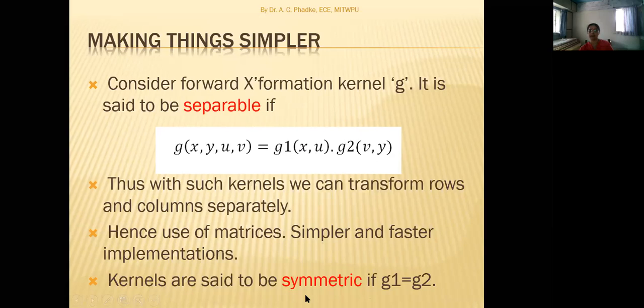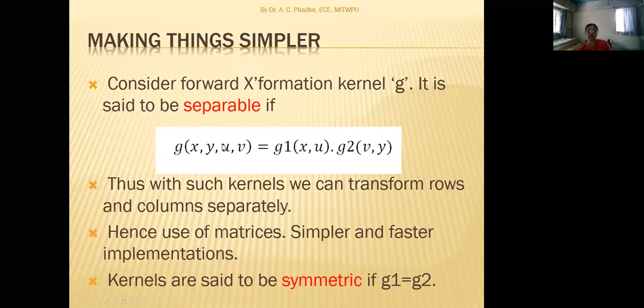And another property, that is symmetry. Now, if the functionality g1(x, u) is the same as the functionality g2(v, y), we can say that the transform is separable as well as symmetric. So this is the symmetry property of two-dimensional transforms. So when we can separate it into two components, it is known as the separability property. And when the functionality of these two components is identical, we call it the symmetry property.